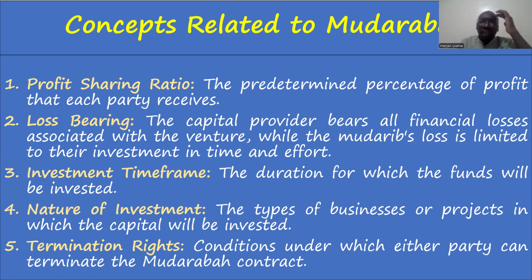Number two, there is the loss bearing. The capital provider bears all financial losses associated with the venture, while the Mudarib's loss is limited to the investment in time and effort. So, for example, if Rabbul Mal gives like $100 to the entrepreneur, to the Mudarib, to invest, if the Mudarib invests and there is a loss, what is going to happen? Rabbul Mal is the one who is going to bear all the financial losses. But the Mudarib will only lose what? The time and effort he spent on the business.